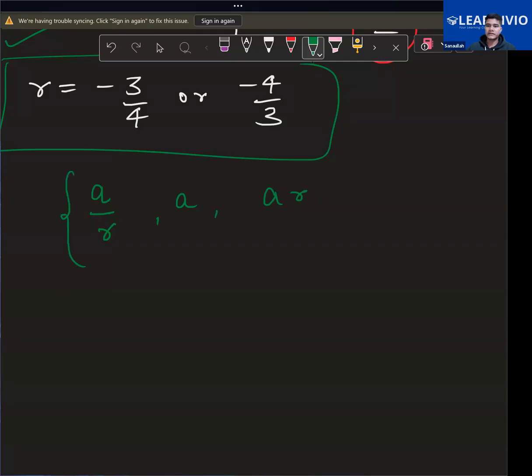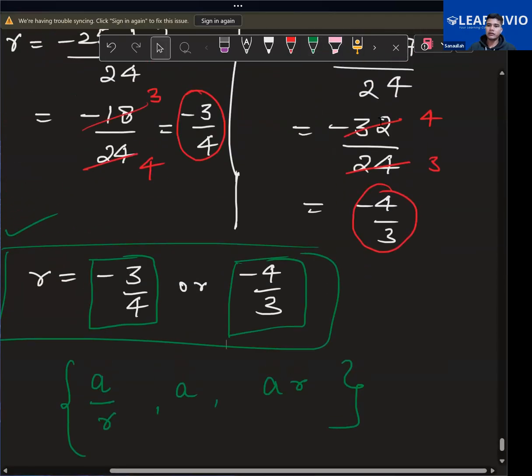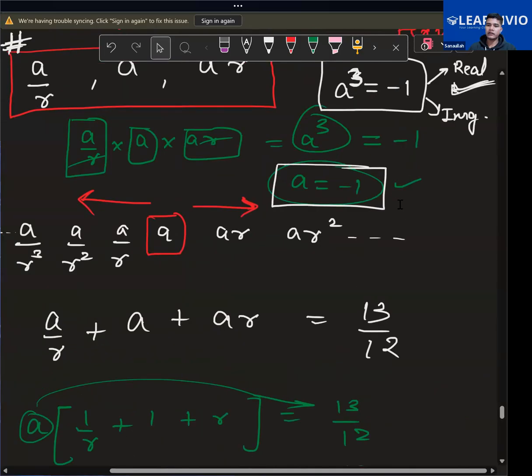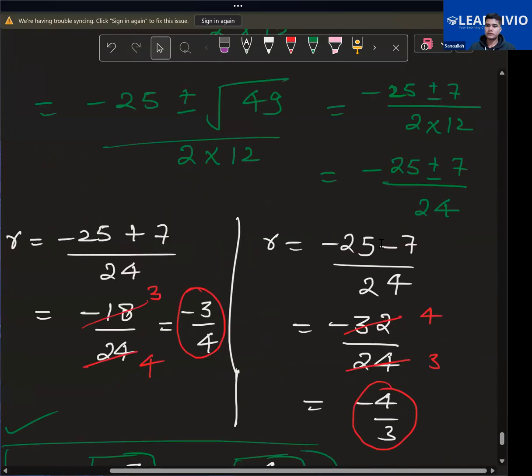So these I have considered. Now we have r, we have two values of r, one is minus 3 by 4 and the other is minus 4 by 3. So we will get two series of GP, for r equals minus 3 by 4 and for r equals minus 4 by 3. The value of a will be the same. Why? Because we are getting only one value of a, the real one. Yes, sir, a equals minus 1.